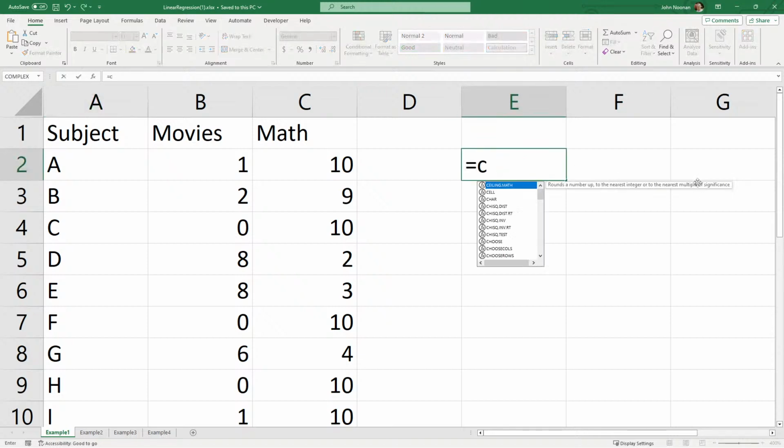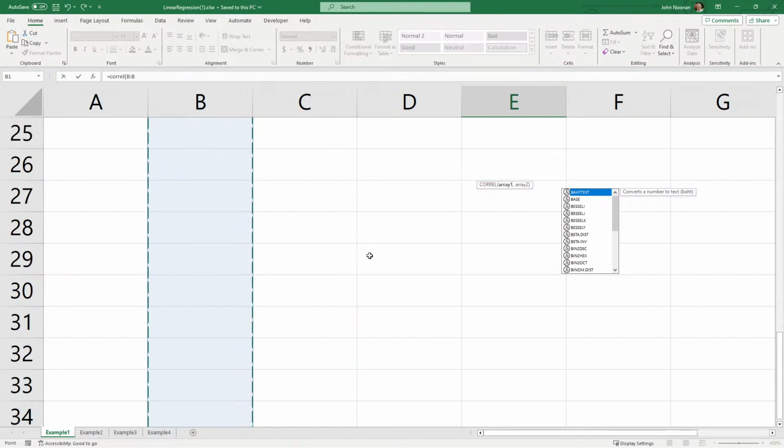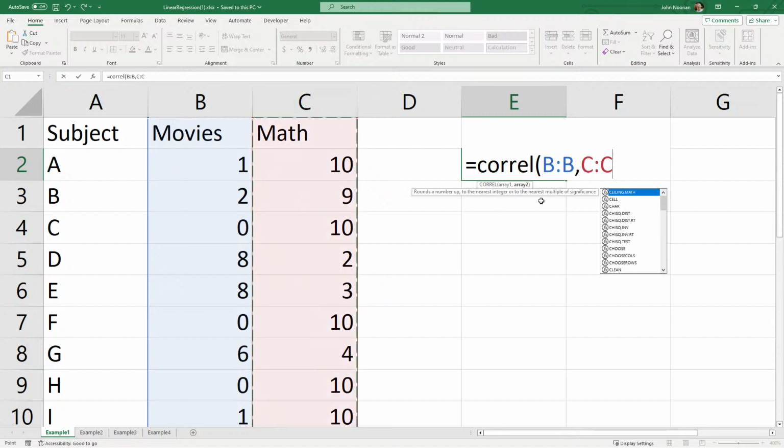You just type equals CORREL. And then it tells you what to do down here, but if you're confused, array 1 is the movies, and you can actually just do B:B. That's all the movies, including the ones that don't exist down here. Then a comma, and then the math scores. You can just highlight the whole thing, or you can be more specific and say the movies are B2 through B whatever it is, and then the math scores, as long as the ranges are the same size.